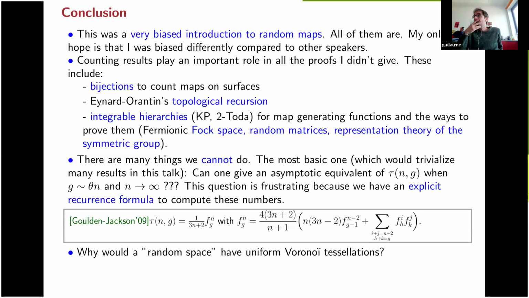And we have no idea why this would be true, except for the fact that I made this conjecture many years ago and that we can prove some very special cases. And with Christina, some years ago, we proved that, in fact, the same thing is true for random trees. But we have no idea why. Why would a random space have uniform Voronoi tessellation? This is a question that has nothing to do with maps in itself, but I keep asking people, hoping that someday someone will have an idea. And I'm done. Thank you.